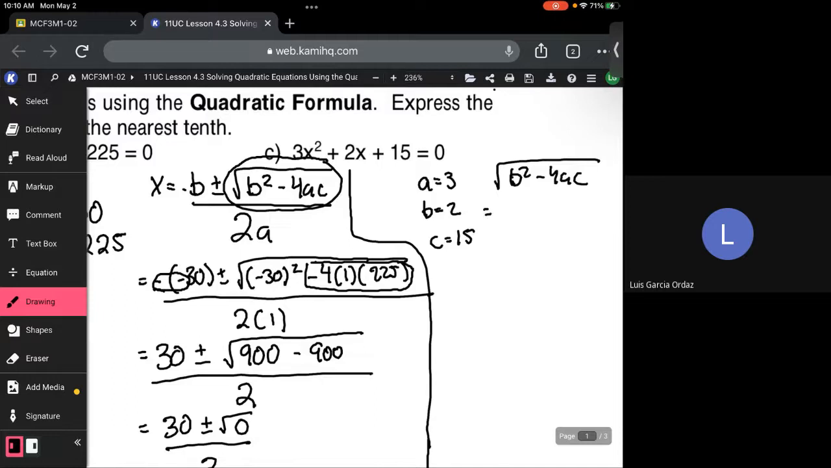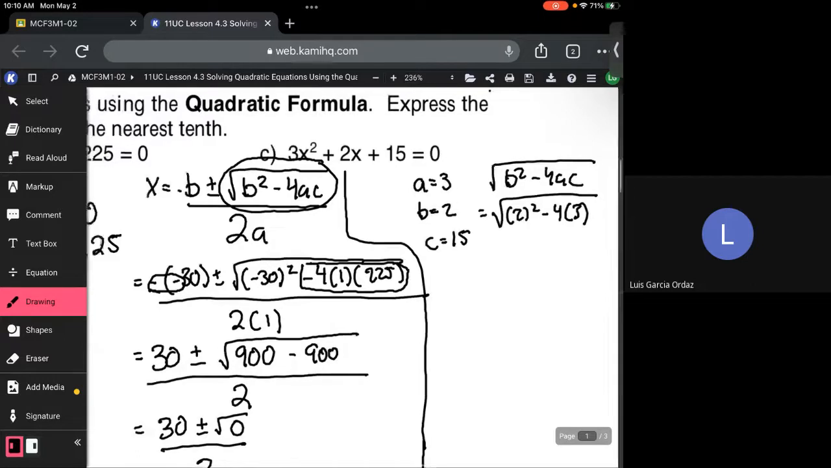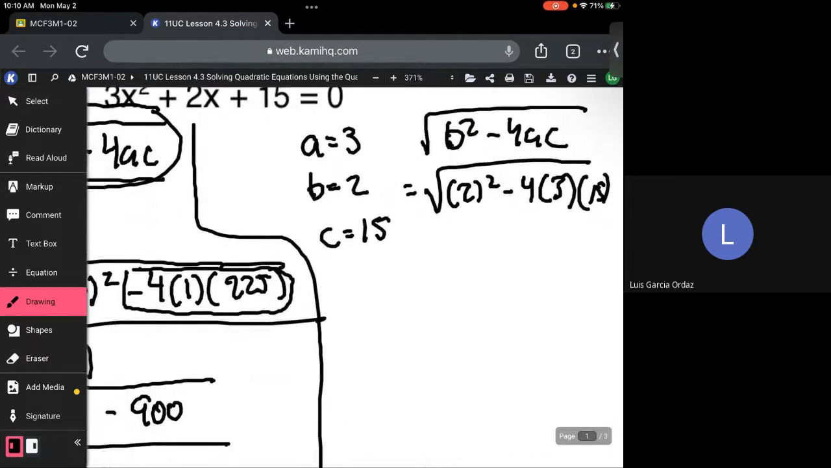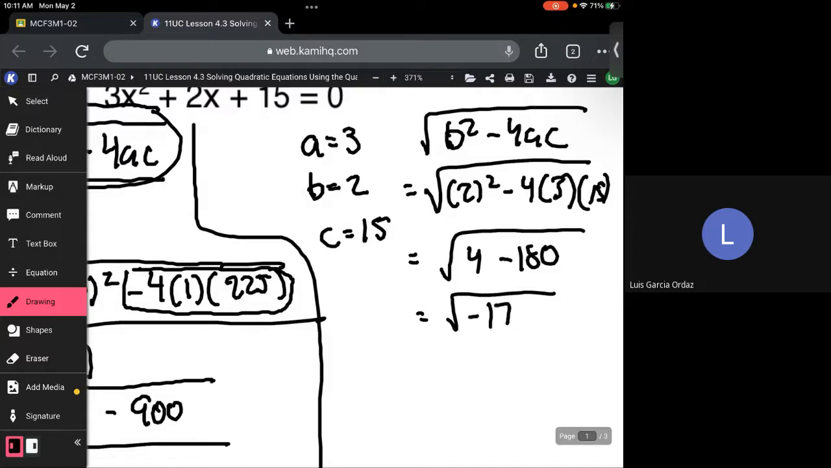My b is 2. So I'm going to have 2 squared minus 4 times a, which is 3, times c, which is 15. So what's 2 to the power of 2? 4. What's negative 4 times 3 times 15? Minus 180? So my square root is going to be what? Can I ever take a square root of a negative number? No. So when my square root is negative, there are no x-intercepts. So if there's a negative square root, there's none.